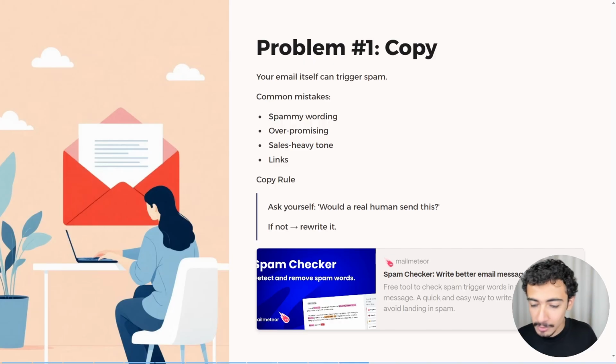The biggest mistakes people make is that they use salesy messaging, over-promising, spammy words, links in the email. They put their calendar links in the email. It's something that a human being really wouldn't send. And I know that sounds a bit weird because you're the one sending it, but a simple rule is to ask yourself, would a real human being actually send this kind of email?